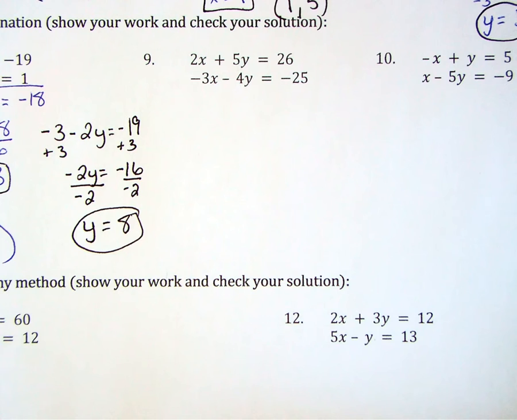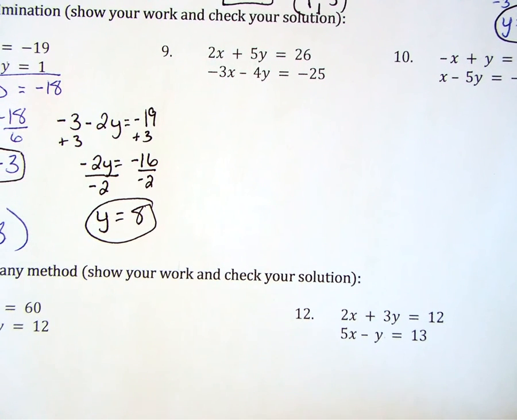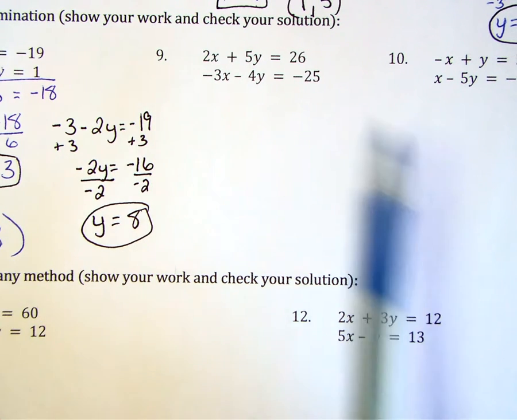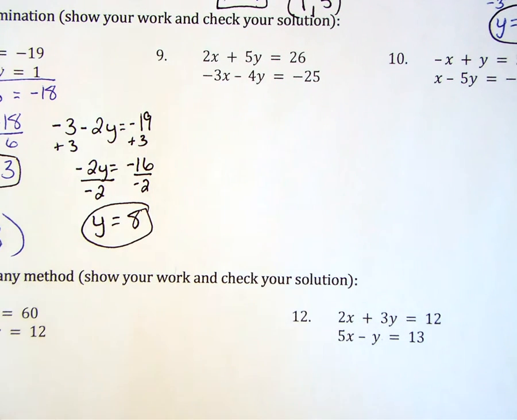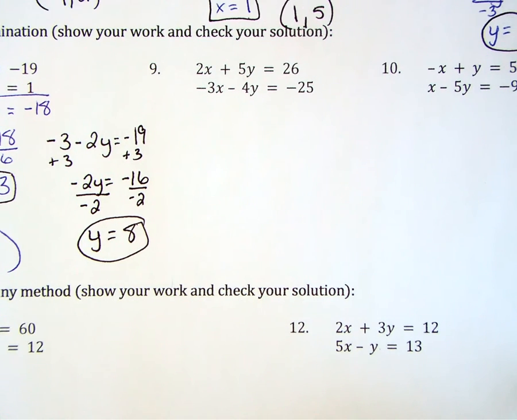Number 9. Number 9 is where elimination becomes a degree more challenging. I don't have an opposite coefficient in either equation. And not only that, I don't have a coefficient that's going to have a quick, clean, easy multiple. In other words, I can't multiply one equation and end up with an opposite coefficient. This one's going to require me to multiply both the first equation and the second equation by some value that will allow me to clear out a variable.